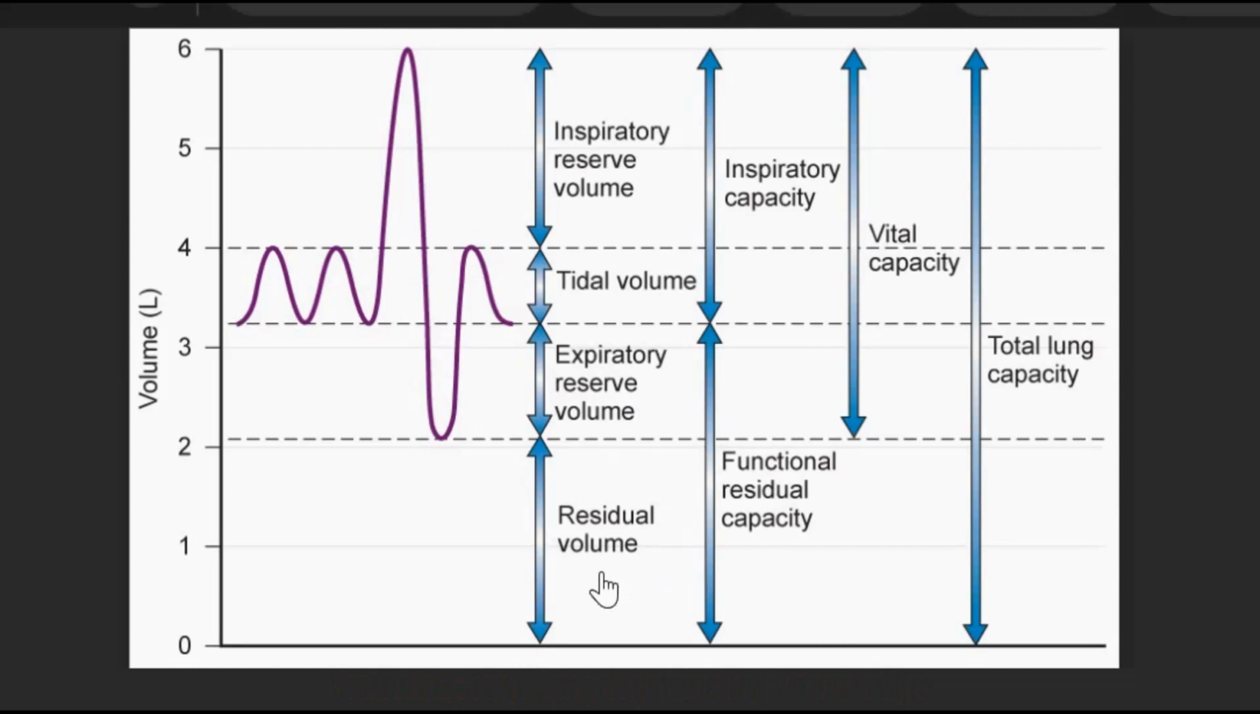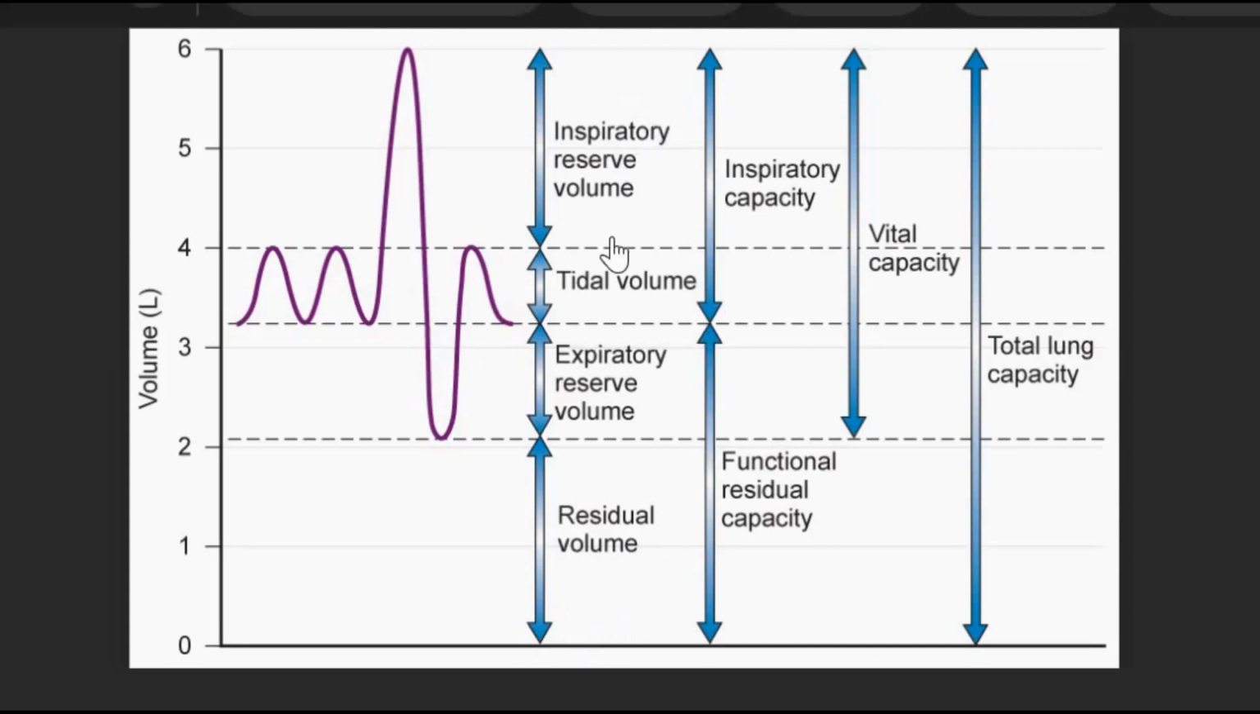Now what is residual volume? After a forceful exhalation, the alveoli are not totally collapsed. There will still be some amount of air remaining in the lung alveoli. So the amount of air remaining in the lungs following a maximal exhalation is known as residual volume, and it is approximately around 1 liter or 1200 milliliters. So these are the 4 types of lung volume.